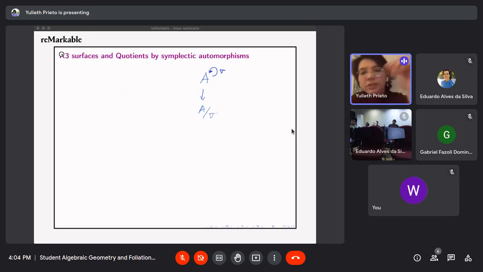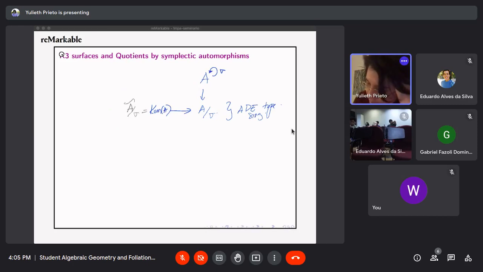Each fixed point induces a singular point in the quotient, and they actually have ADE type singularities. And most of the time you are lucky because they are not so bad. Then you consider the minimal resolution of these singularities, and then you see what the generalized Kummer surface of A is, which is just the minimal resolution of this one.